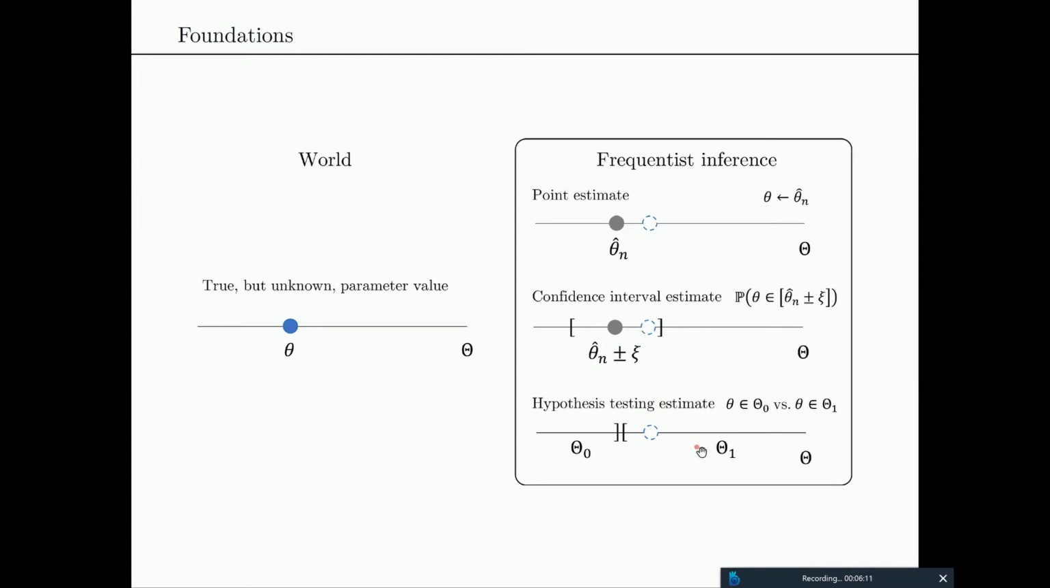And one can basically, and this is the viewpoint we will take here, also think about hypothesis testing from this idea of making statements about the parameter. And here we will basically just make a statement in the sense that the parameter is in this one subpart of the parameter space, which we call null hypothesis, or the parameter is in this other subpart of parameter space, which we call alternative hypothesis.